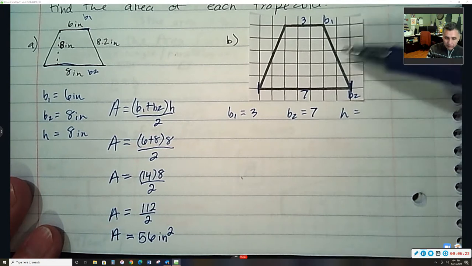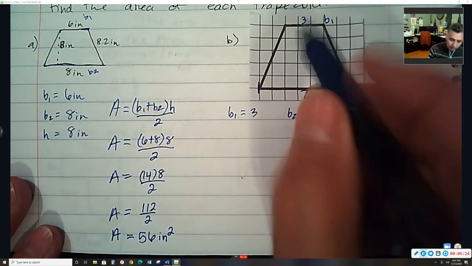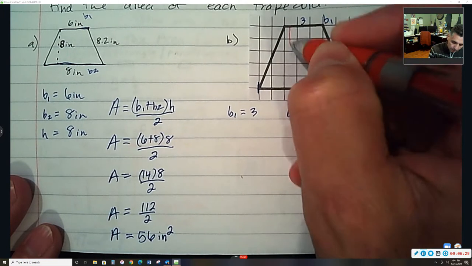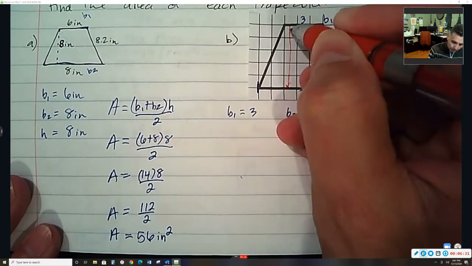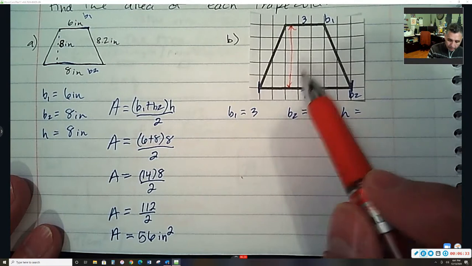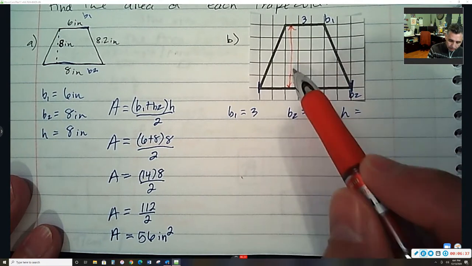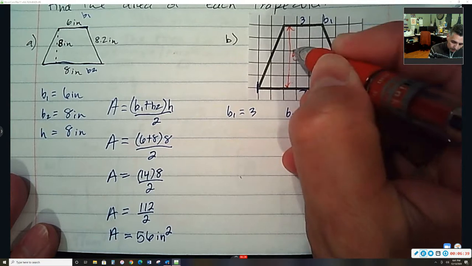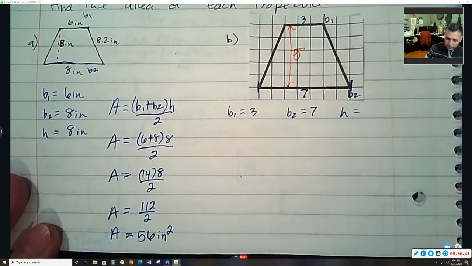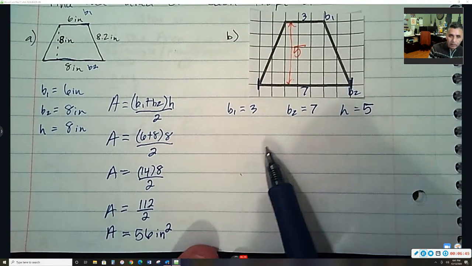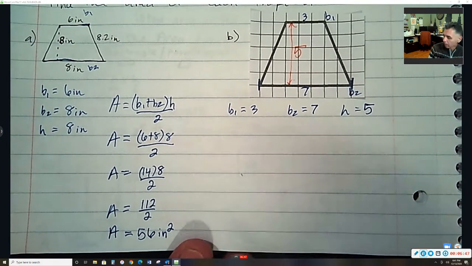And then the height, it's not the slanted ones. You got to go through. Let me use my red pen. You got to go through and then put a line that goes straight up and down. And you're going to count them. 1, 2, 3, 4, 5. So the height is 5. Okay. And then you put everything inside the formula.